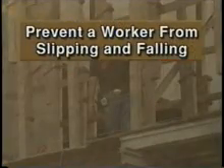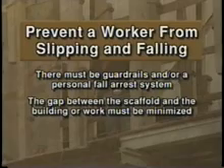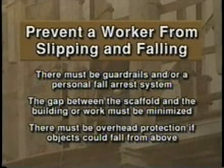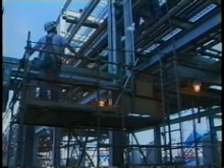To prevent a worker from slipping and falling, there must be guardrails and or a personal fall arrest system. The gap between the scaffold and the building or work must be minimized, and there must be overhead protection if objects could fall from above. OSHA's general rule is that each employee on a scaffold that is 10 feet or more above a lower level must be protected by guardrails or a personal fall arrest system.